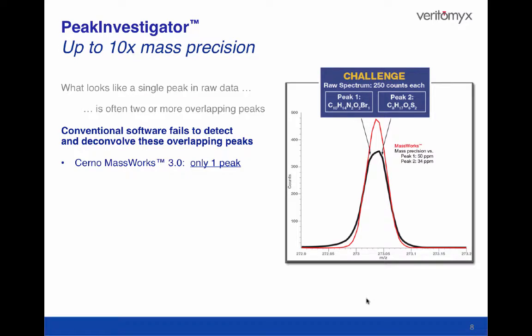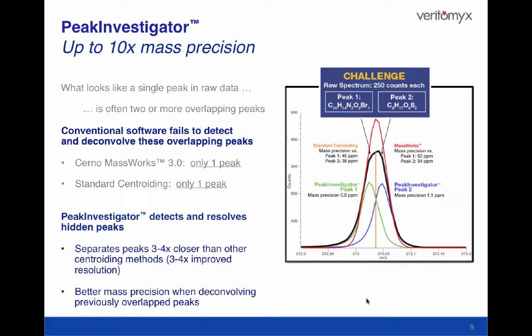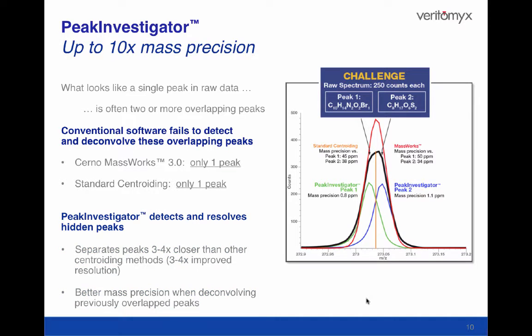Cerno's MassWorks software models this as a single peak, with large mass precision errors versus the 2 known underlying components. Standard centroiding methods like MZMine similarly produce only a single centroid, also with large mass precision errors. PeakInvestigator correctly detects and deconvolves the hidden peak pair, providing up to 10-fold improvements in mass precision relative to the 2 known chemical identities in this example.